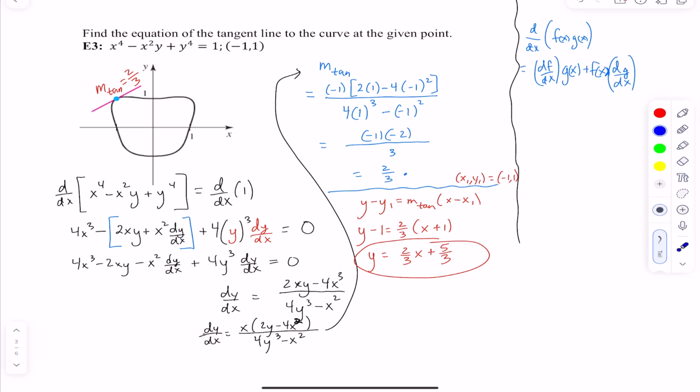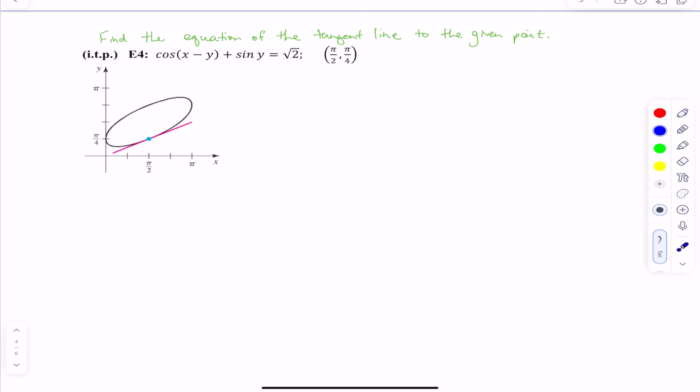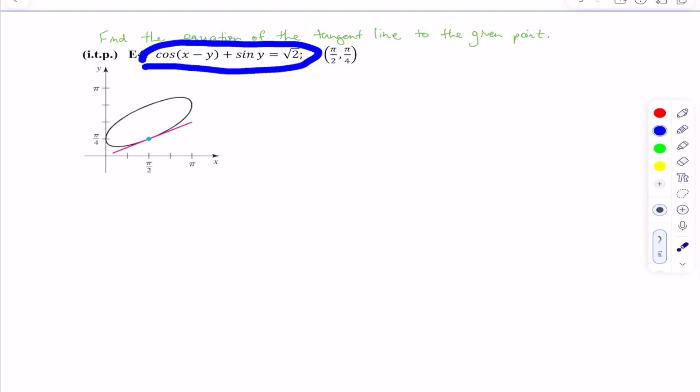Let's try a different function, or a different equation, which symbolizes a different curve. So this is a slightly different curve. It's slanted, and then we're looking for the equation of the tangent line right there, and then that is the equation of the curve here.